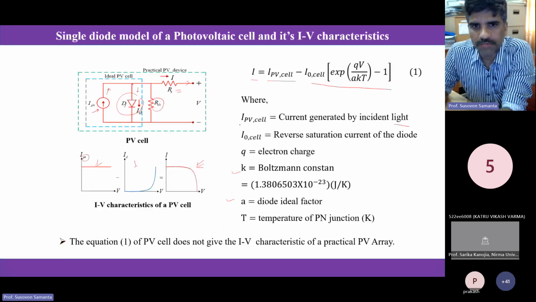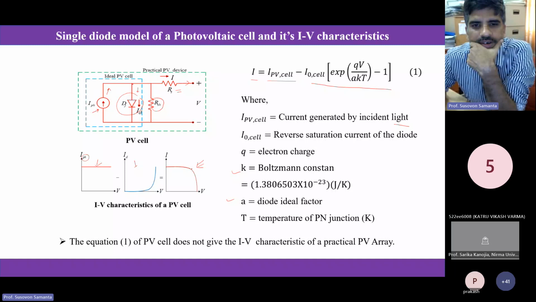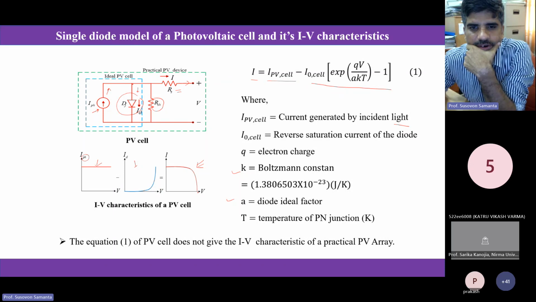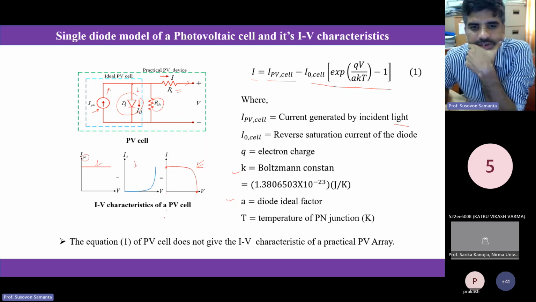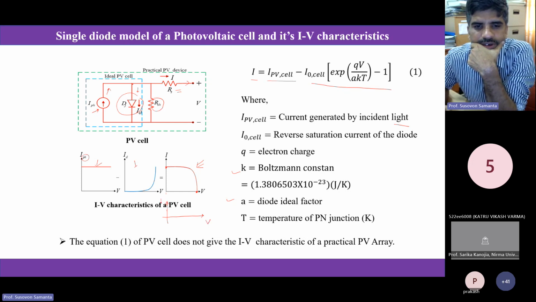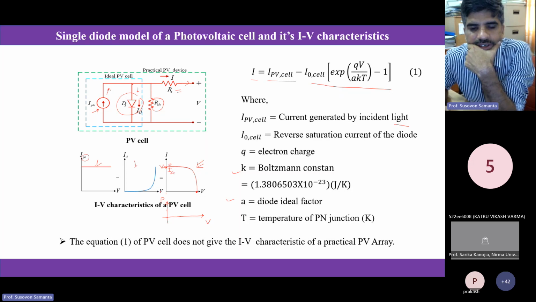Now there are three points which are important to understand. One is this point, another is this point, and if you draw the PV curve from here, you can understand. Initially it will start from 0, because at this point V is equal to 0. That is called the short circuit current. And here your I is equal to 0, so it is also called the open circuit voltage.